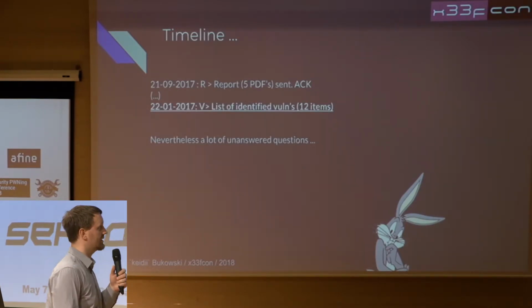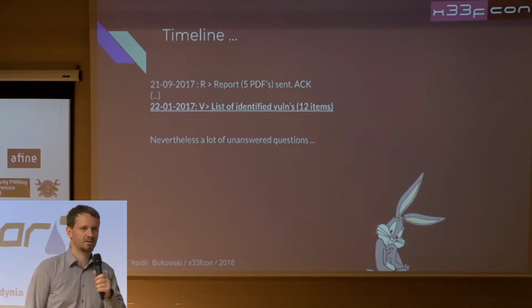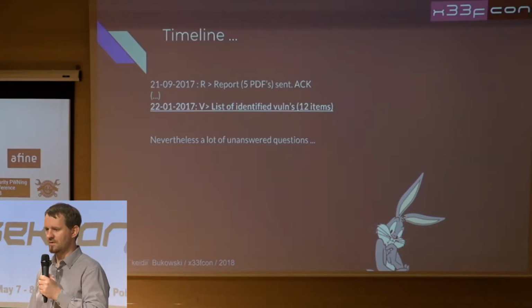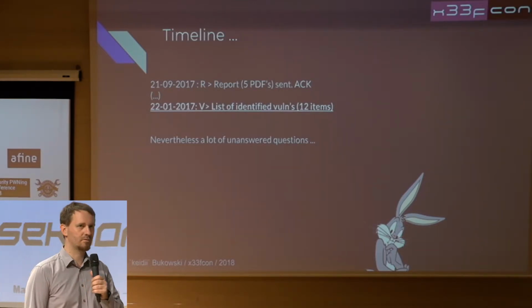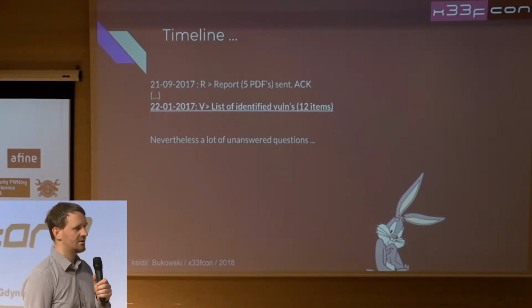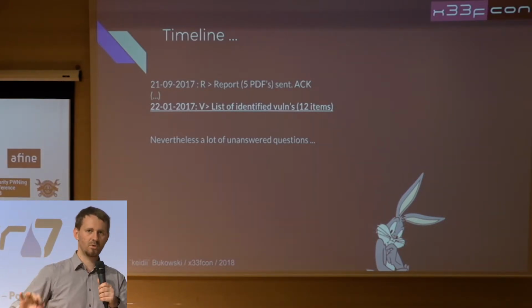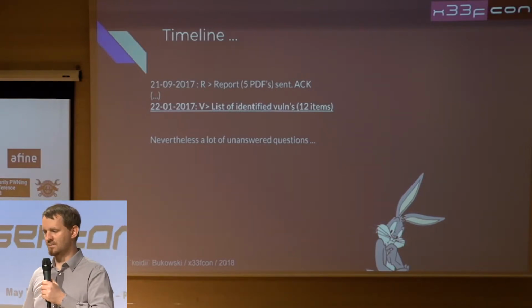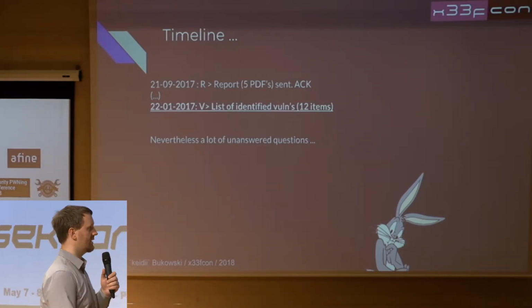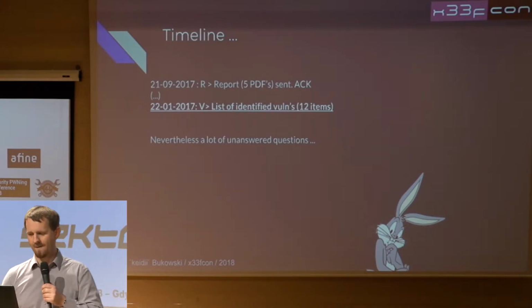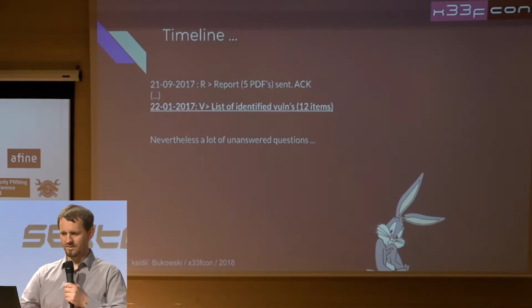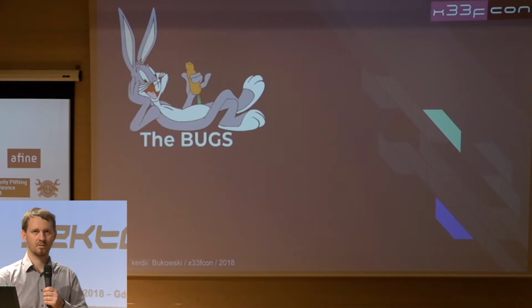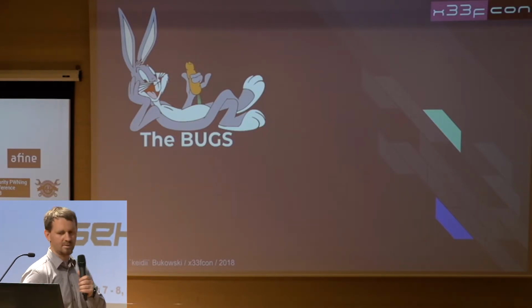Luckily, after a few escalations, at the end of January, we received a list of identified vulnerabilities, 12 items. They sent the 12 items, so we do acknowledge that we received those 12 items. Nevertheless, a lot of unanswered questions and hard feelings about the process. But let's go to the bugs.